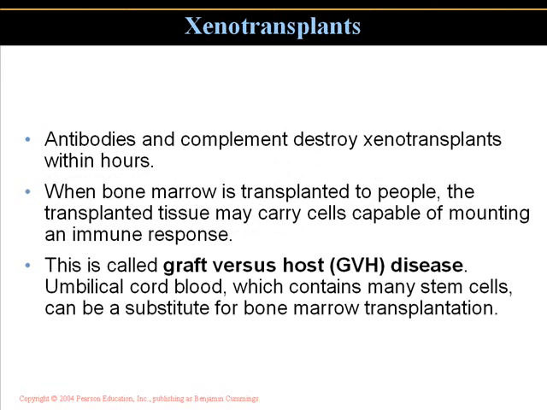When bone marrow is transplanted to people, the transplanted tissue may carry cells capable of mounting an immune response, and so these transplants have to be closely monitored as well. If this occurs, it's referred to as graft versus host disease. Umbilical cord blood, which contains many stem cells, can be substituted for bone marrow transplantation.